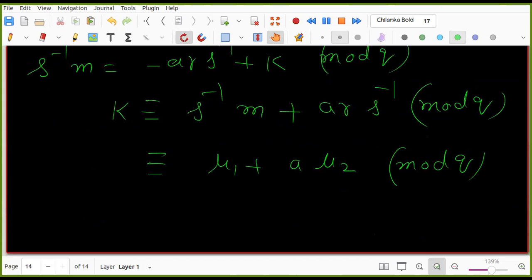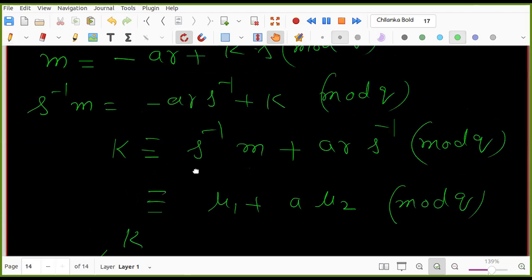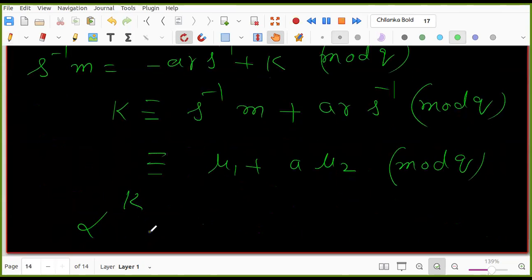I want to say that alpha power K. In general, what is alpha power K? Alice computes alpha power K, which is R. Keep that in your mind. But now K equals this, so alpha power U1 into alpha power A U2, mod Q.